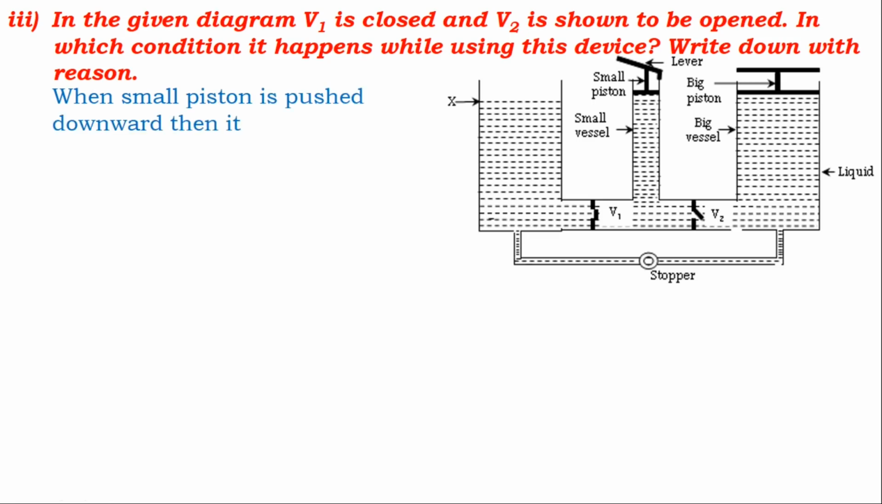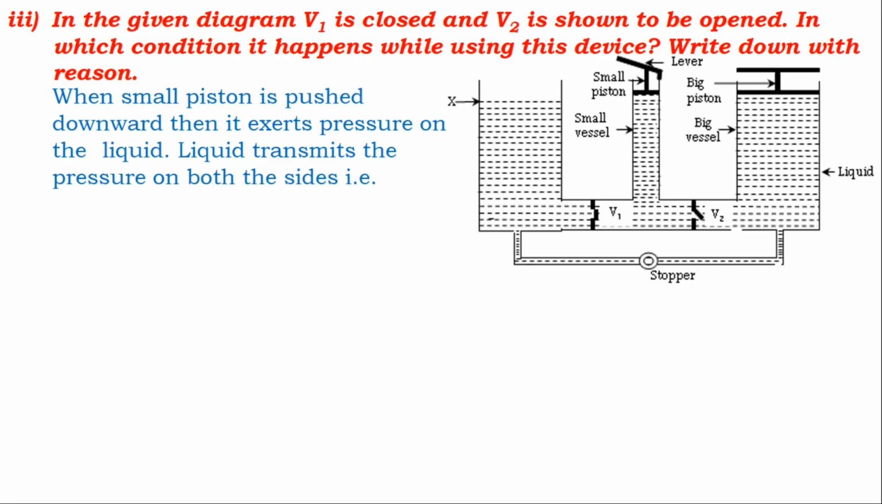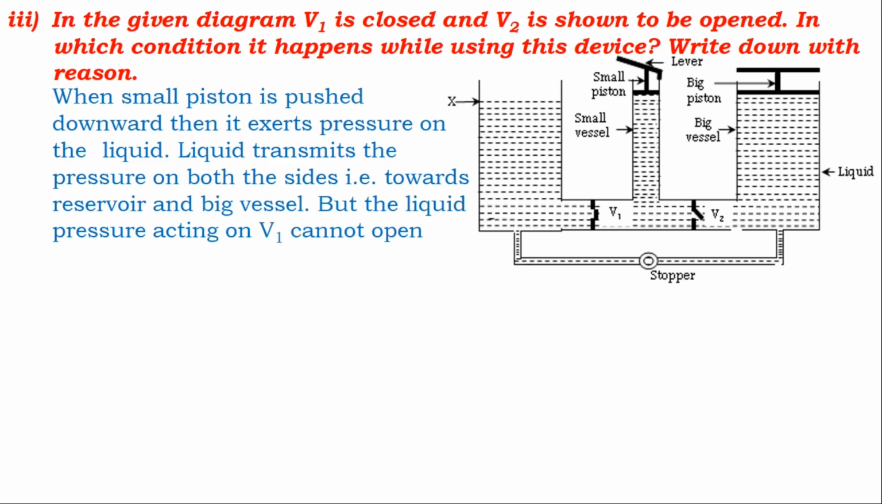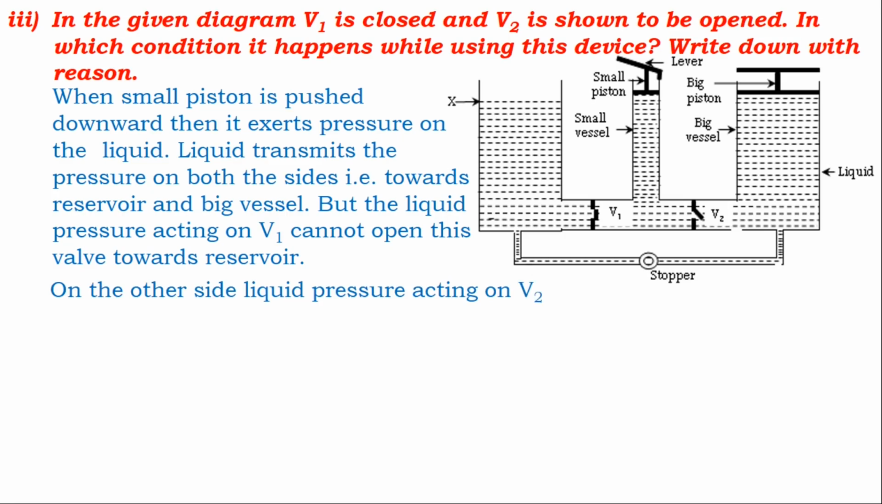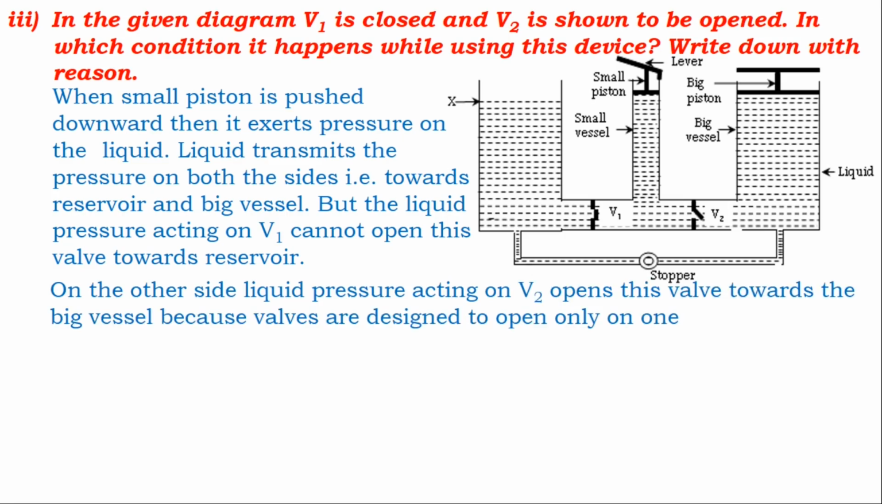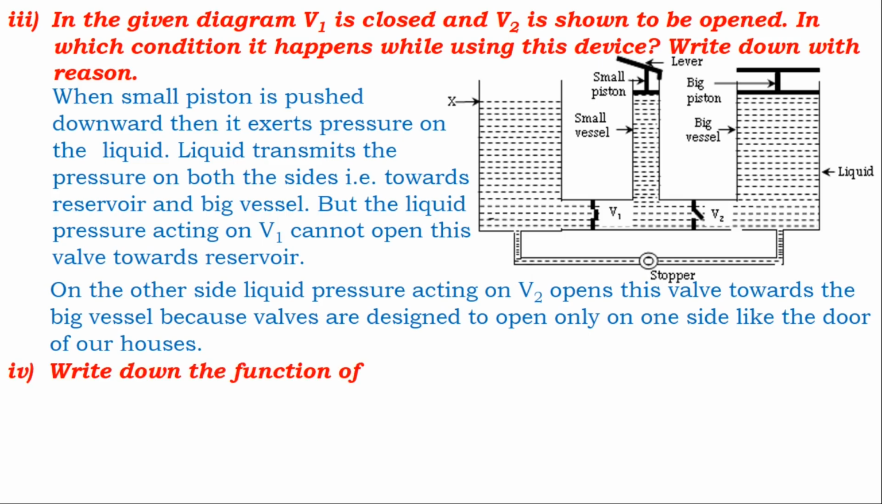When the small piston is pushed downward, then it exerts pressure on the liquid. Liquid transmits the pressure on both the sides, that is towards reservoir and big vessel, but the liquid pressure acting on V1 cannot open this valve towards reservoir. On the other side, liquid pressure acting on V2 opens this valve towards big vessel because valves are designed to open only on one side, like the door of our houses. This is our answer. Okay, next question.